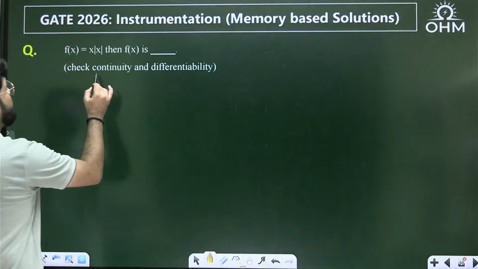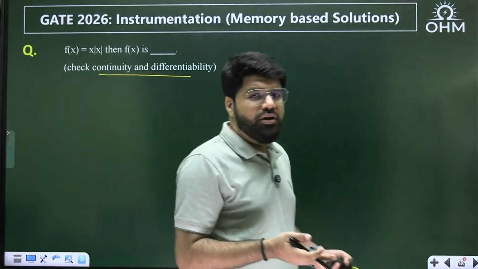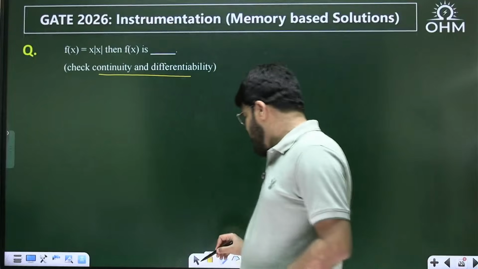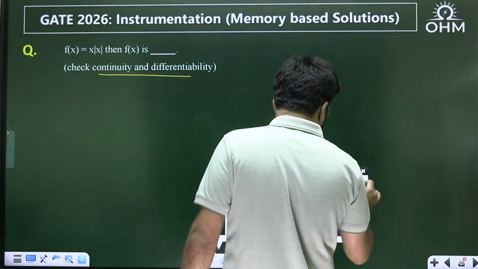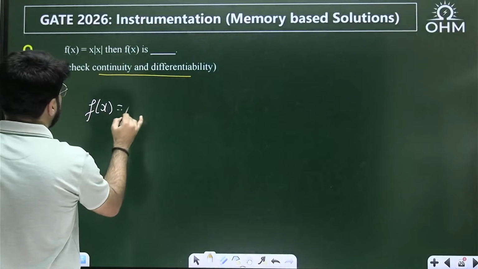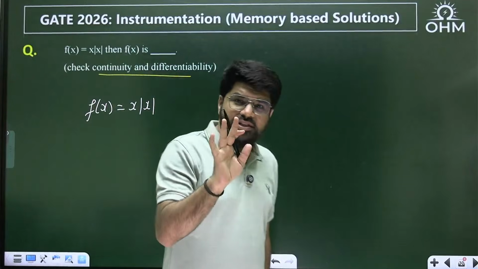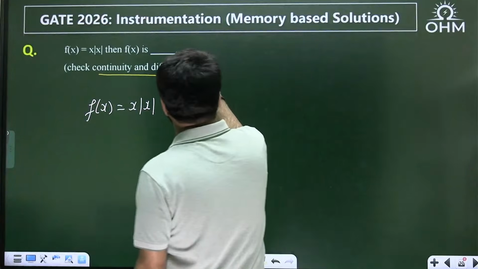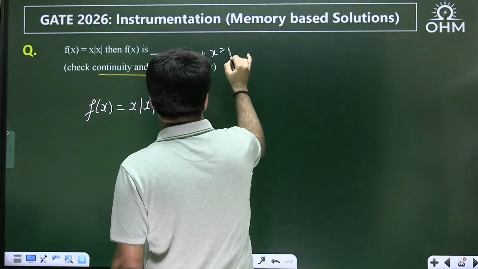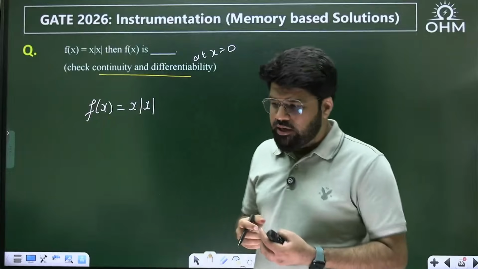f(x) equal to x mod x. You have to check continuity and differentiability. Four options would be there: continuous, not differentiable; continuous and differentiable; something like that. So what I'm going to check here is f(x) is x into mod x. If it was only mod x, then the continuity and differentiability must be asked at x equal to 0 only. Otherwise, for sure it will be continuous and differentiable.